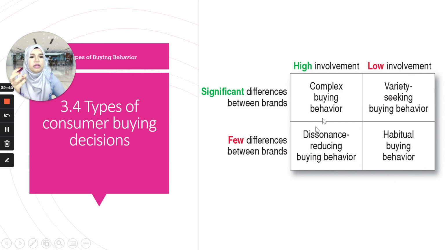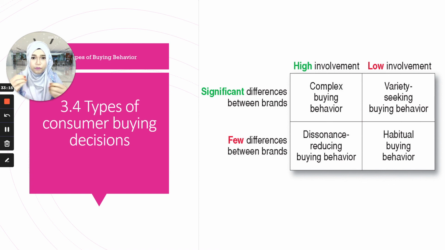On the other hand, here you have high involvement but few differences between brands. We call it dissonance reducing buying behavior. Now, it is high involvement. That means you will go through the process from need recognition, information search, evaluation of alternatives, purchase decision, and post-purchase decision. But there are only a few differences between brands. That means between brand A and brand B, there's not much difference.